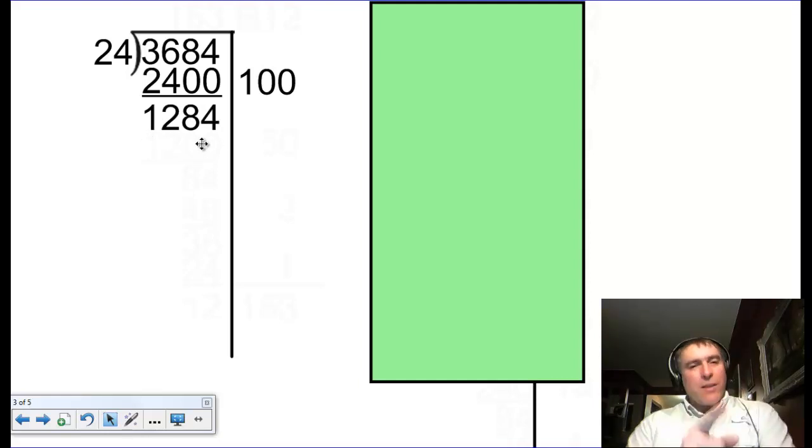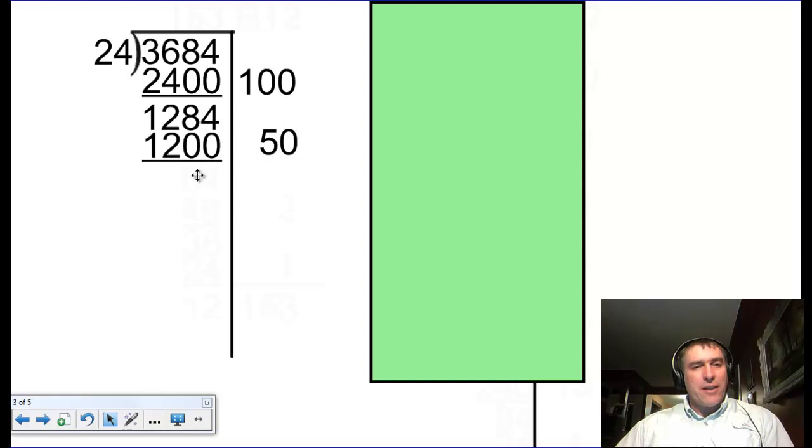Now, we've got 1,284. And we know that 24 times 100 is 2,400. So 1,200 is just over half. So now we can multiply by 50. And if you multiply 50 times 24, you get 1,200. Subtract that, and our number's down to 84. Well, what can we multiply 24 by to get 84? Well, let's multiply by 2. 2 times 24 we know is 48. So then we subtract that, and now we're down to 36.